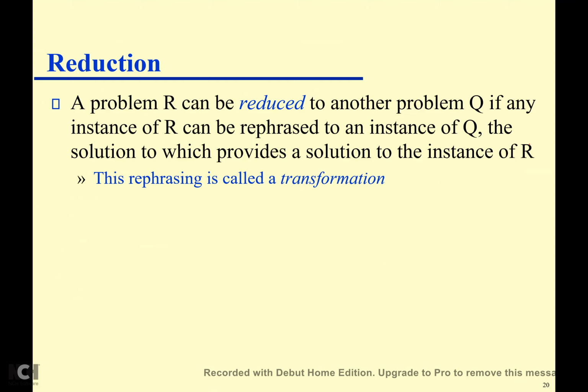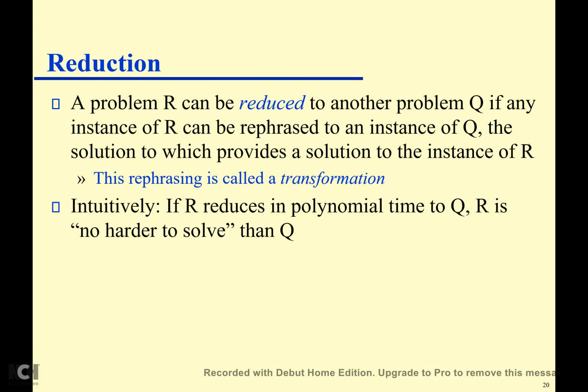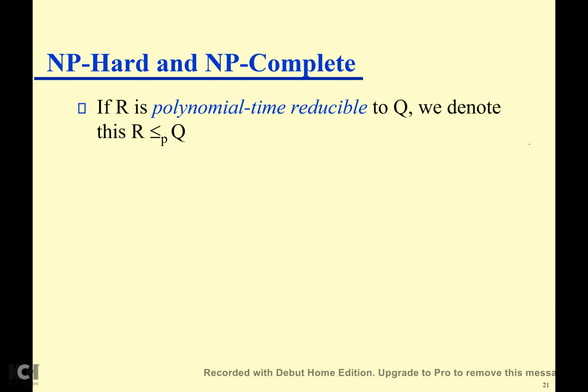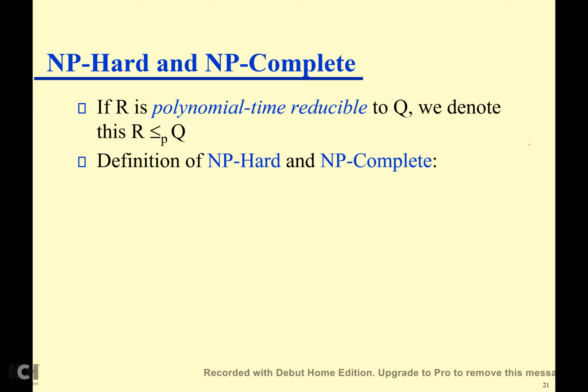This reduction is also called the transformation. Intuitively, if R reduces in polynomial time to Q, R is no harder to solve than Q. Okay, another term is NP-hard and NP-complete. If R is polynomial time reducible to Q, we denote this as R is less than or equal to Q, represented in this way.